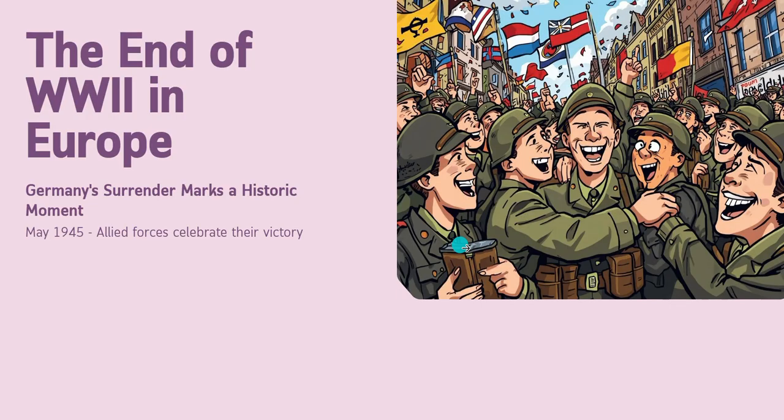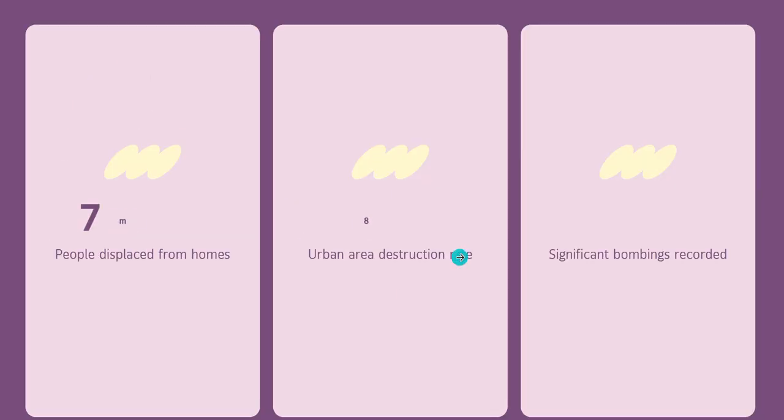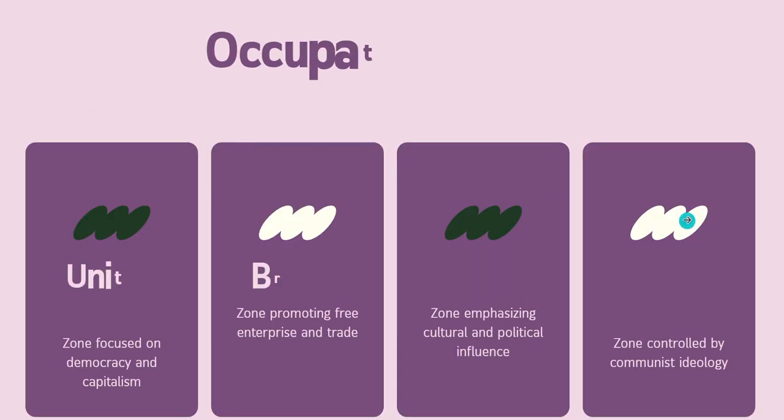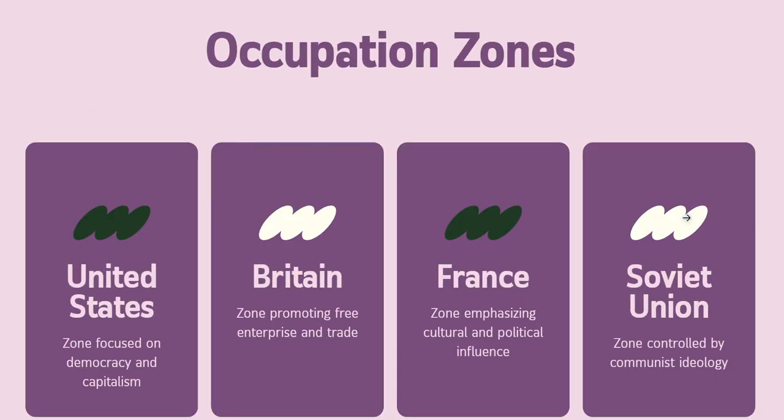Now, the division of the occupation zones. After the war, Germany was divided into four occupation zones controlled by the major Allied powers. The United States controlled one zone, Britain controlled another, France controlled a third, and the Soviet Union controlled the eastern zone. Each country administered its own zone and began rebuilding Germany according to its political system.